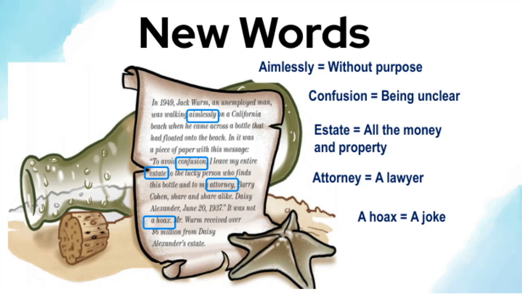Let's take a moment to clarify some common words that might come up. First, a hoax is simply a joke or something meant to deceive, but not in a harmful way. An attorney is a lawyer, someone who gives legal advice and represents clients in court. When we talk about an estate, we're referring to all the money and property that someone leaves behind after they pass away. Confusion, on the other hand, means being unclear or not understanding something fully. And finally, aimlessly means doing something without any real purpose or direction. Understanding these words helps us grasp the overall message of this presentation, especially when dealing with legal or estate matters.